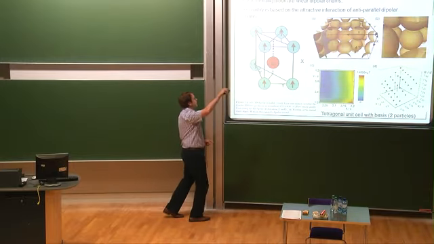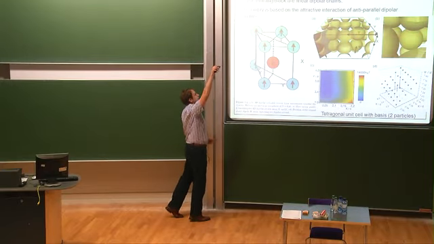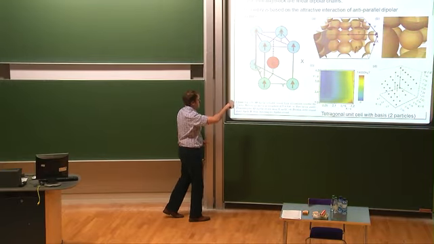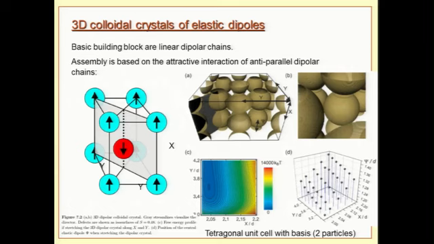And actually, these are the chains I was mentioning. It's a periodic cell, so you should imagine the red one sitting here, further up and further up, with the blue one, and so on. So you have antiparallel chains sitting in a tetragonal unit cell basis. You have two particles per unit cell, and this structure turns out to be stable.